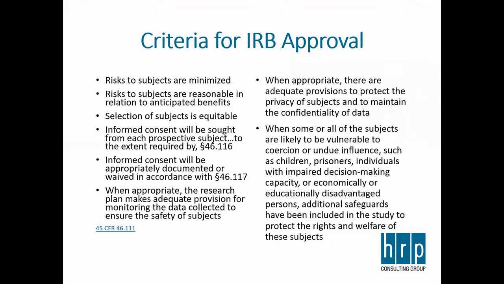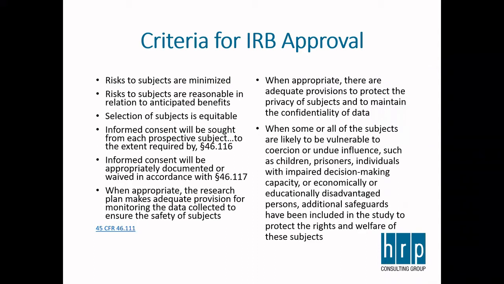So these are the criteria for IRB approval. The IRB needs to determine that the risks to subjects are minimized, right? Subjects should not be unnecessarily exposed to any risk. The risks to subjects are reasonable in relation to anticipated benefits, making sure there's an adequate risk-benefit ratio. The selection of subjects is equitable, making sure there's a diverse subject population being targeted and the recruitment procedures are appropriate. Informed consent will be sought from each prospective subject to the extent required by the regulations at 116, which talks about a consent process and the elements of informed consent, so the things you need to tell subjects.